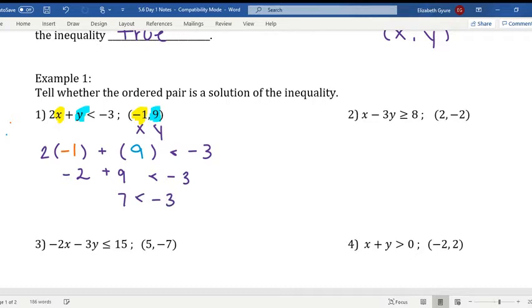So what we have to decide is if that's true or false. Do we think 7 is less than -3? Yes or no? No. So is this ordered pair a solution if it gives us something that's not true? No. So we would say not a solution.